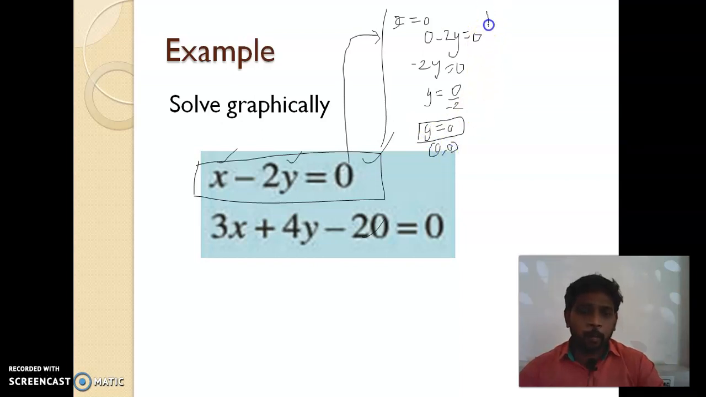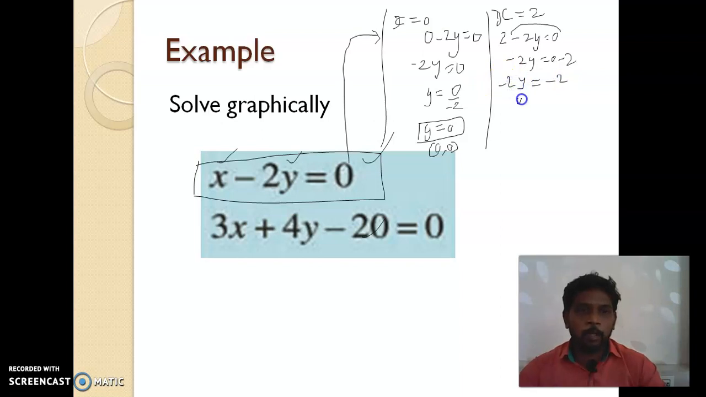Similarly I'm going to find one more point for the same equation. If I put y equal to 0, again you will get (0, 0), the same point only. Now I'm going to put x equal to 2. So if you put x equal to 2, we get 2 minus 2y equal to 0. Transposing this 2 to the right hand side, it will become 0 minus 2, so minus 2y equals minus 2.